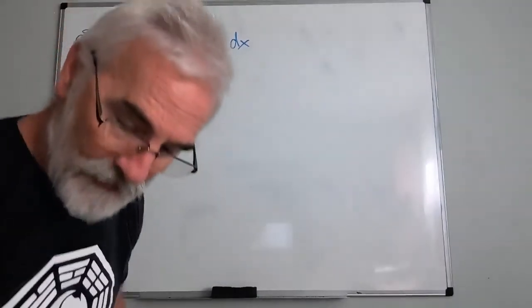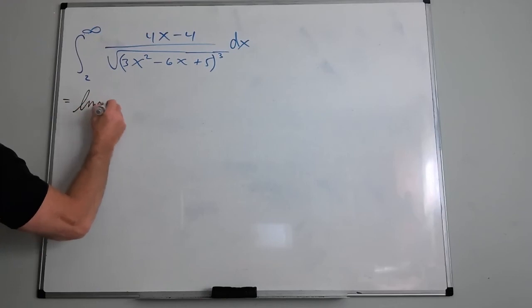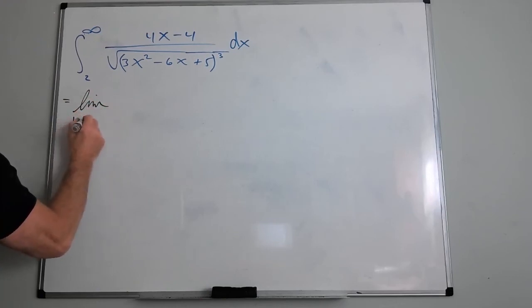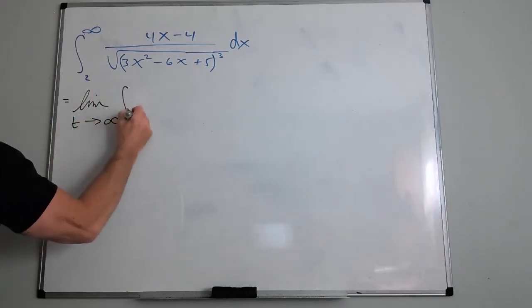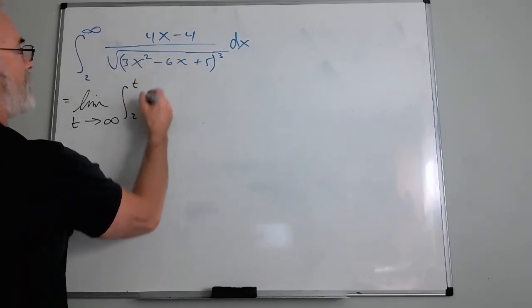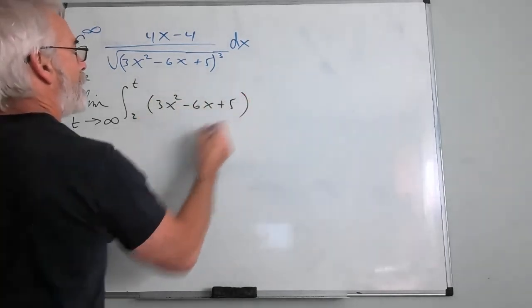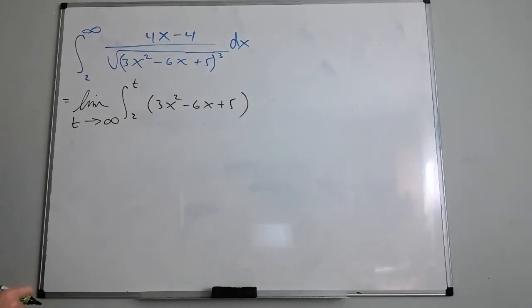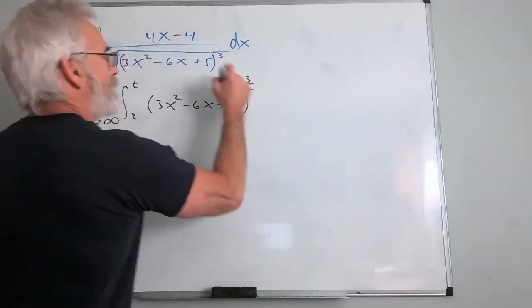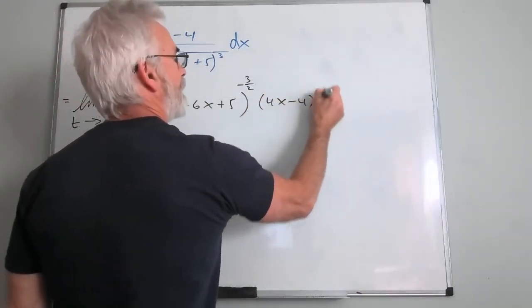So very first thing I'm going to write is that this equals the limit as t goes to infinity, 2 to t. Now, it might be easier if I rewrote this maybe in this form. 3x squared minus 6x plus 5 to what power, though? Anybody? -3 halves. The -3 halves. That one always kind of gets people in trouble sometimes, and times 4x minus 4 dx.